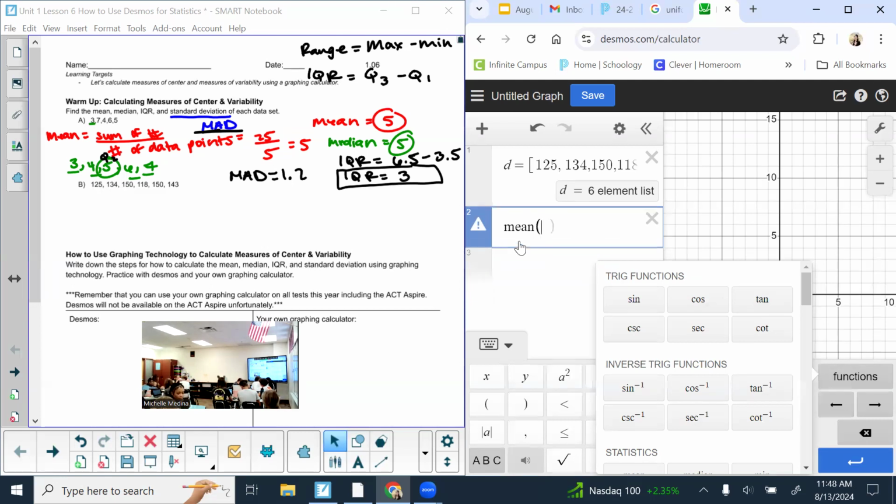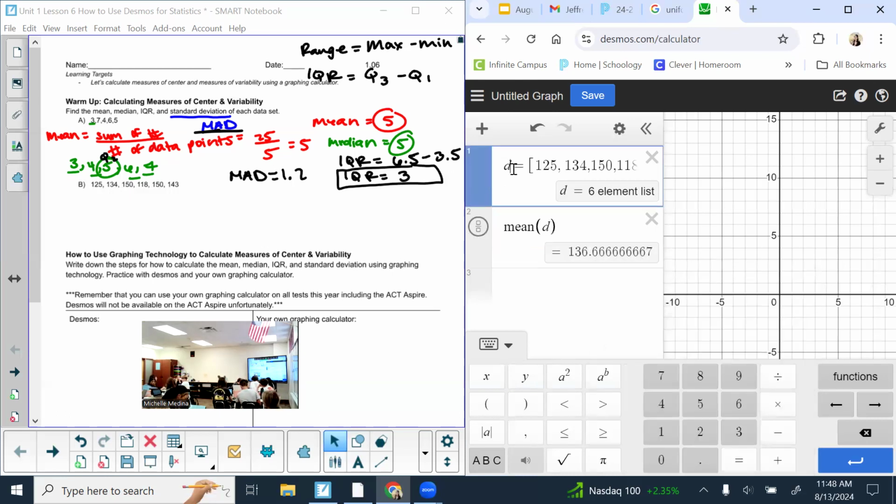Then you put a parentheses and whatever you called your data set. So if I use a different letter for my data set, like A, it doesn't know what to do because I don't have a data set A anymore. But if I put what I actually named it, I'd get about 136.6 repeating. Okay, good. I should probably write that down, but I don't want to run out of time, so I'm going to keep going. Make sure you're correcting things if you are incorrect.